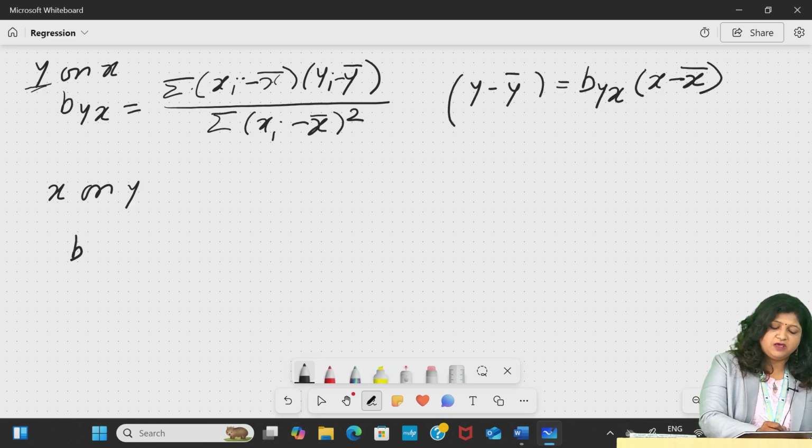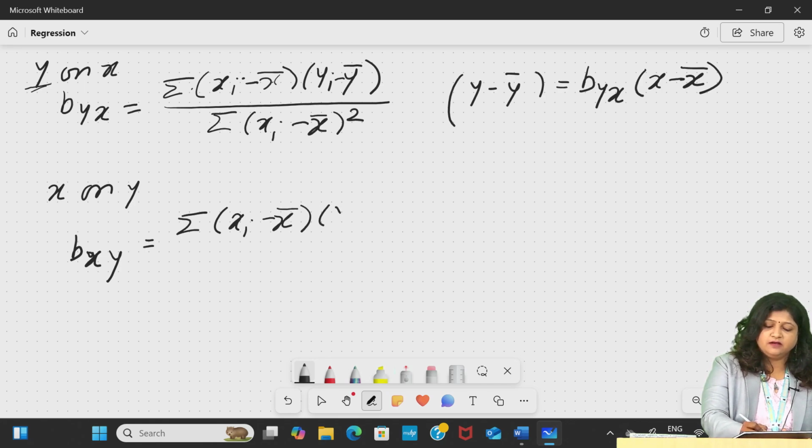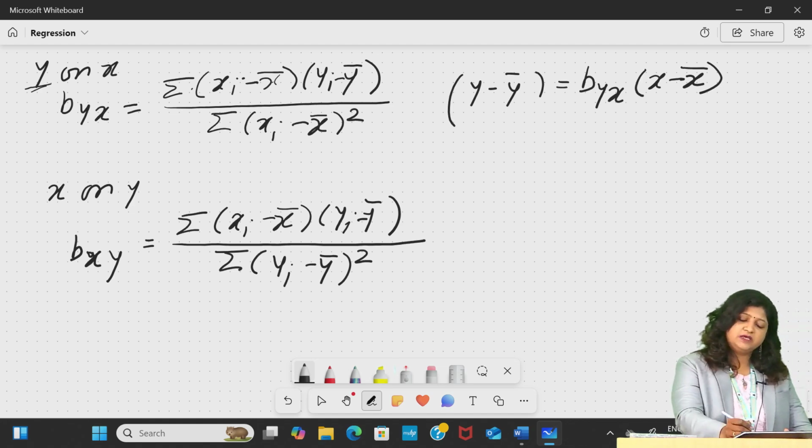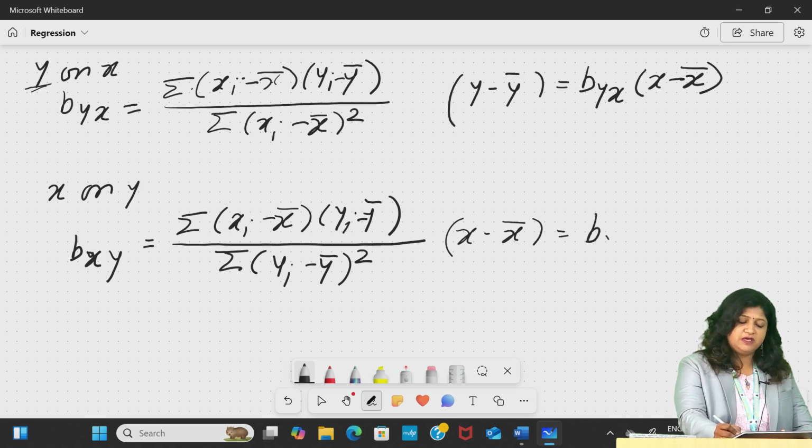So bxy is equal to summation of (xi minus x bar) into (yi minus y bar) upon summation of (yi minus y bar) whole square. And similarly the corresponding regression equation will be x minus x bar is equal to bxy into (y minus y bar).